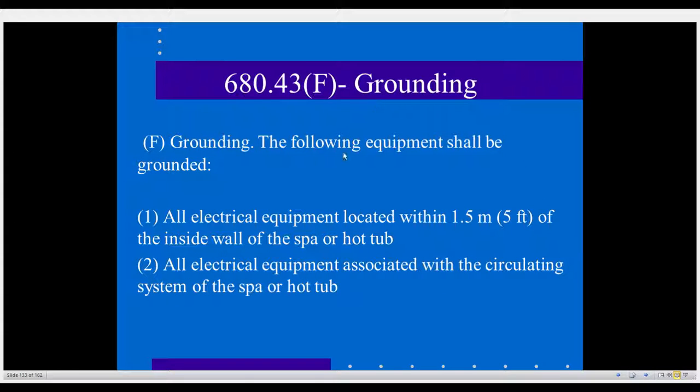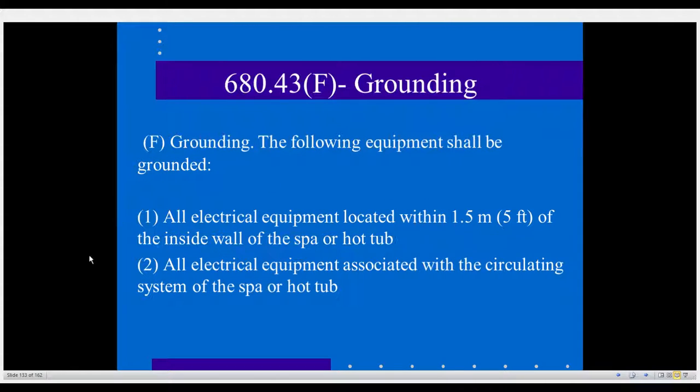Now we're dealing with the grounding. It says the following equipment shall be grounded. So we have a grounding component, which is typically going to be our equipment grounding conductor that's going to be run to this specific equipment that is associated with the hot tub or the spa. So any electrical equipment that is located within 5 feet of the inside wall of that spa or hot tub is going to have equipment grounding involved in it.